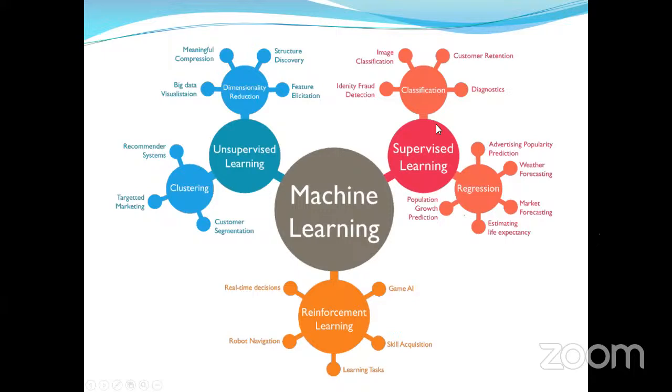In supervised learning, we have regression and classification. And in reinforcement learning, it's based on customer feedback or any feedback. So the machine learns by feedback. Real-time decisions, navigation, robotics, automation, gaming, AI, all come under reinforcement learning.